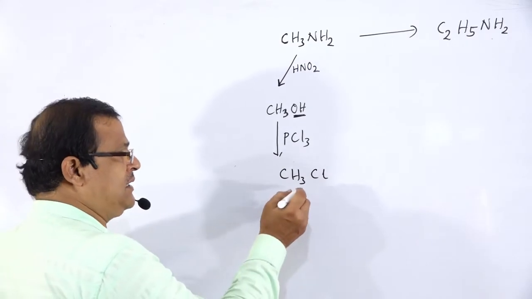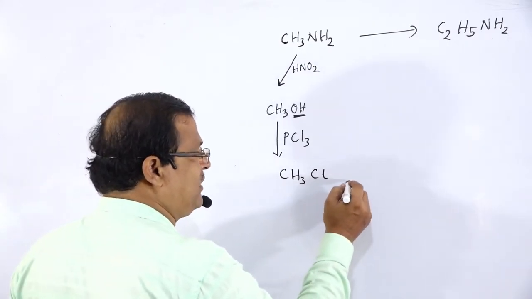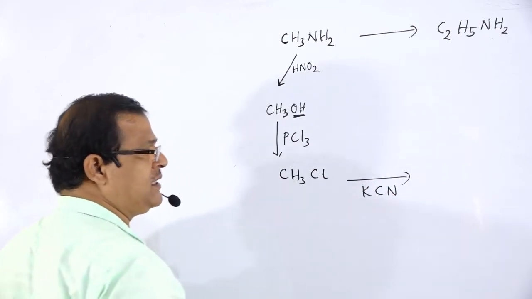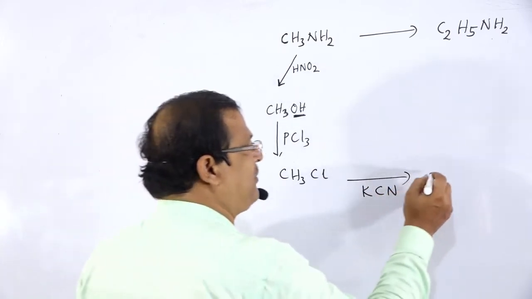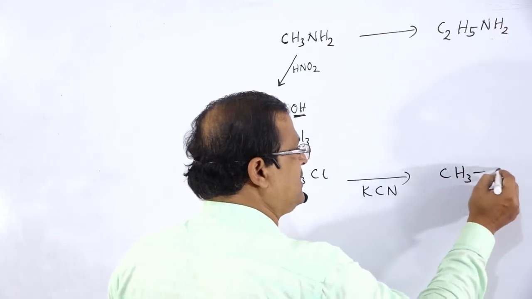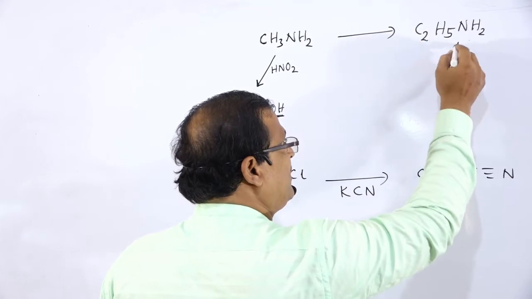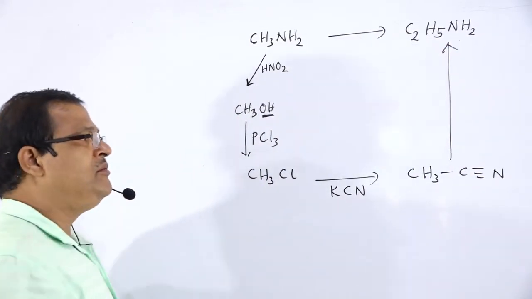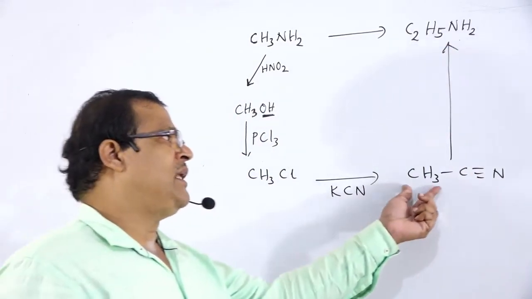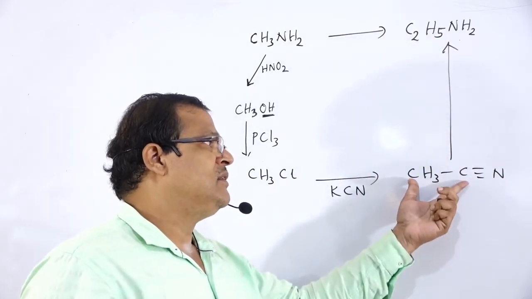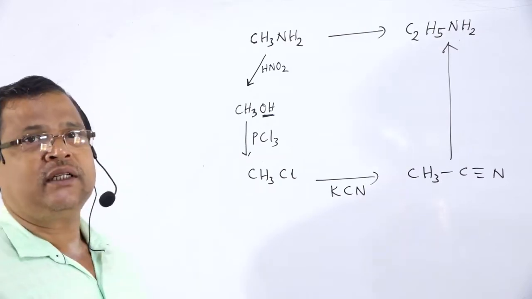Whenever the Cl compound is treated with potassium cyanide, KCN, there is the formation of CH3-C≡N. Tell me how to convert this step: how to convert methyl cyanide to ethylamine? That is the Mendius reaction.